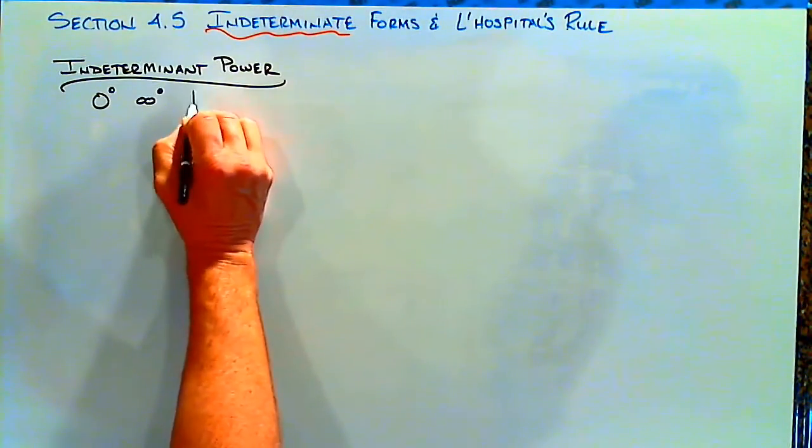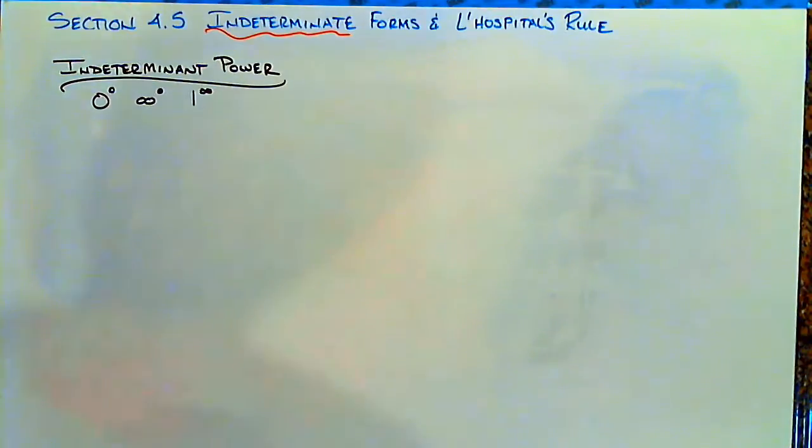And then the last one is 1 to the infinity. We would like to think that if we multiplied 1 together an infinite number of times, we would get 1, but being that no one's ever multiplied 1 together an infinite number of times, we're not really sure what we're going to get. So we're going to call that an indeterminate power as well.